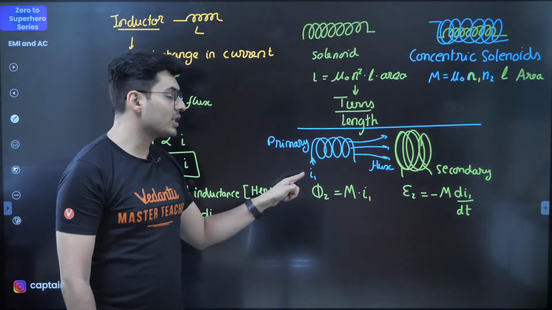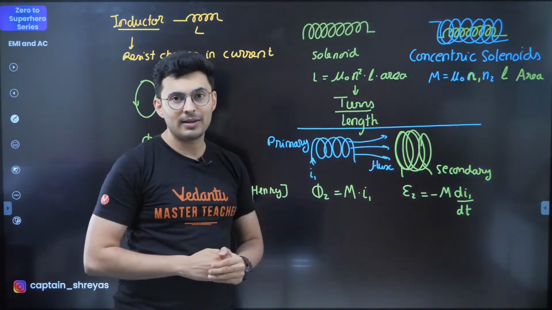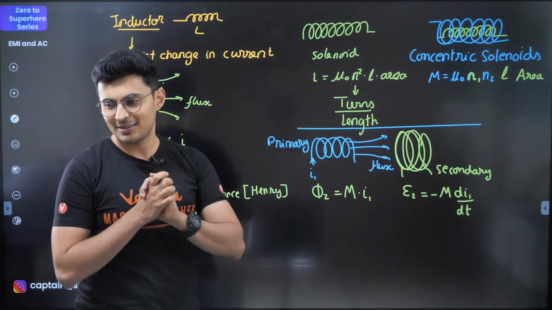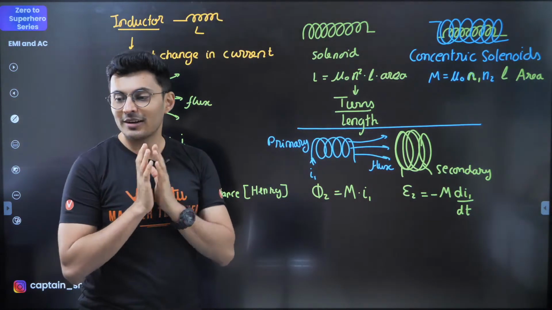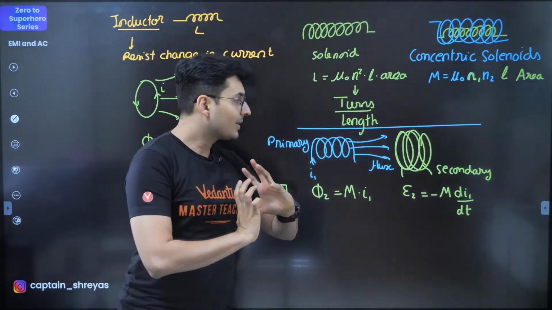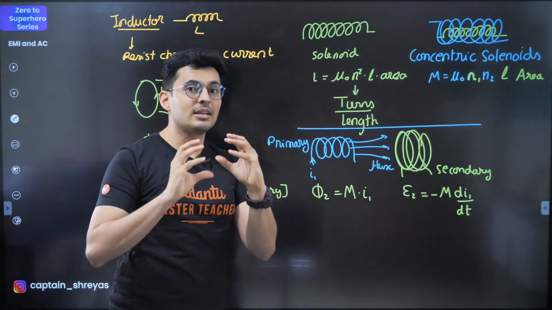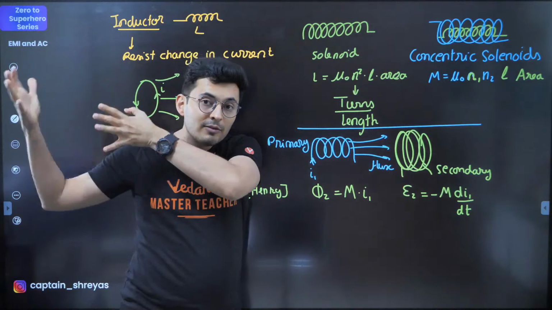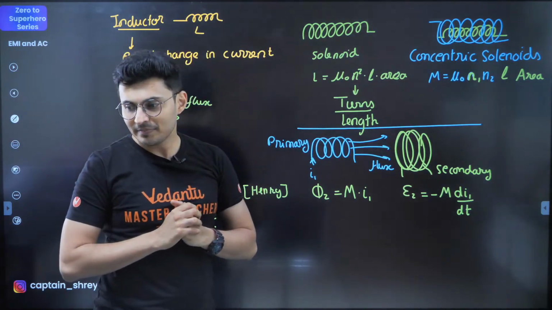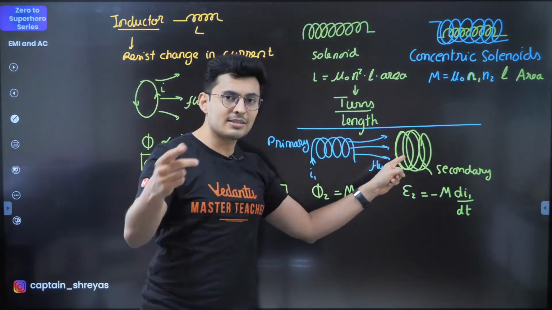I1 is the rate of change of current in the primary coil. That's what it is. Okay, so the EMF in another coil is mutual inductance times the rate of change of current in the first coil. Yes, there will be self-inductance even in this case.